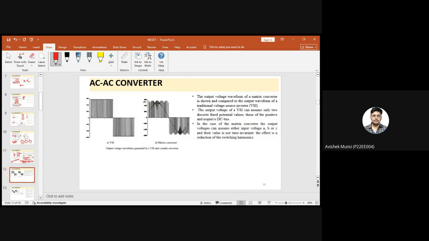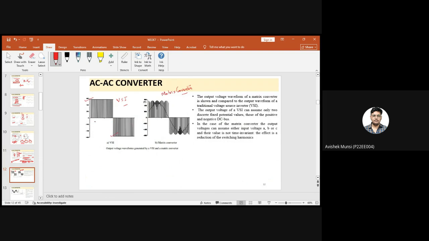Okay. So if you see the voltage diagram of a voltage source inverter and a matrix converter, this is the diagram for a voltage source inverter. This is for a matrix converter. Here the output voltage waveform of a matrix converter is shown comparable with respect to the VSI. The output voltage of the VSI can assume only two discrete fixed potential values, either this one or this one, right?